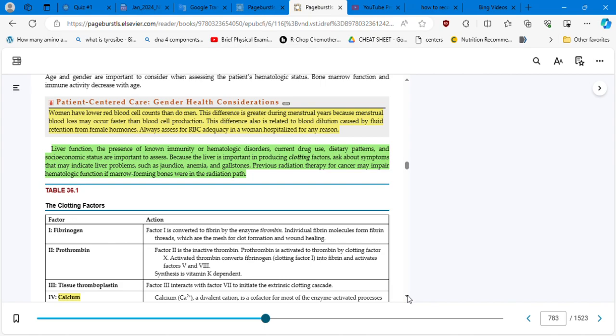Previous radiation therapy for cancer may impair hematologic function if marrow-forming bones were in the radiation path. Meaning, if a patient was having radiation, let's say for ovarian cancer, and the ovarian cancer is close to the marrow, right? Is in the back, close to the iliac crest, where the bone marrow aspiration and biopsy is conducted. This is one of the areas where the RBCs are produced.